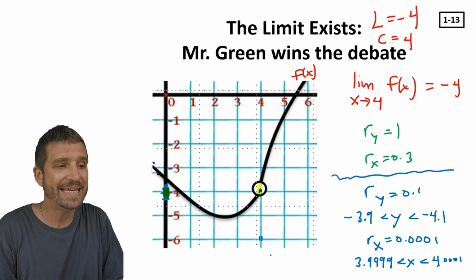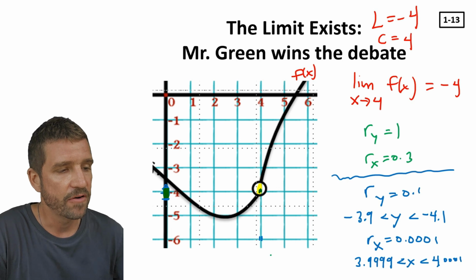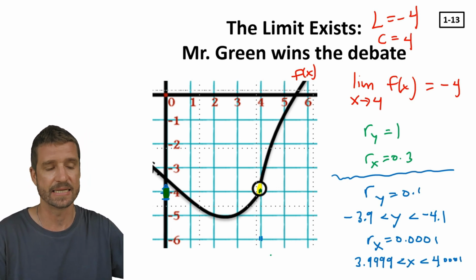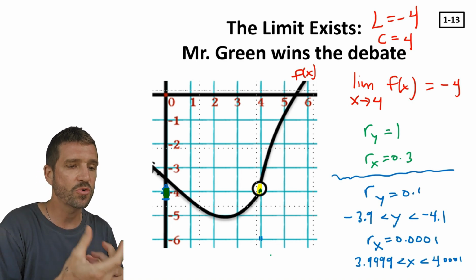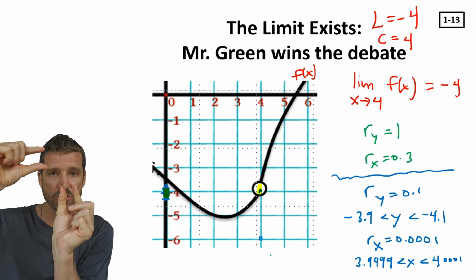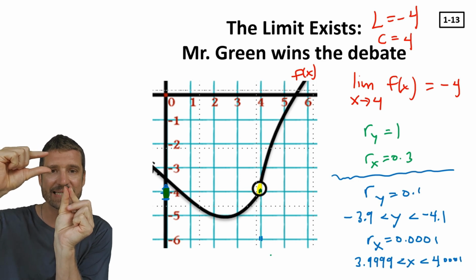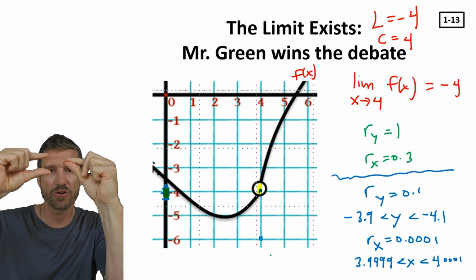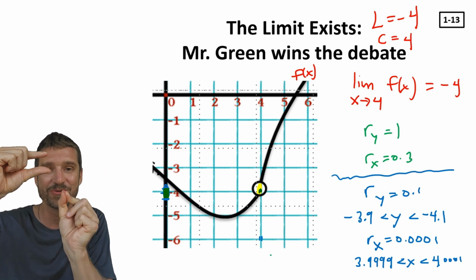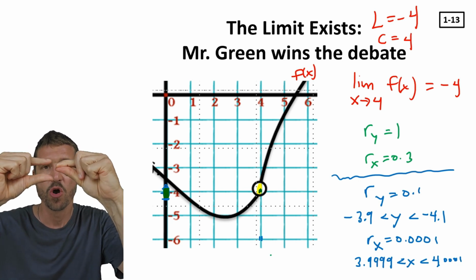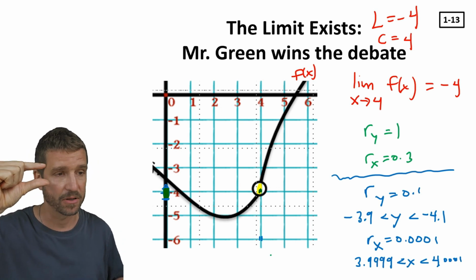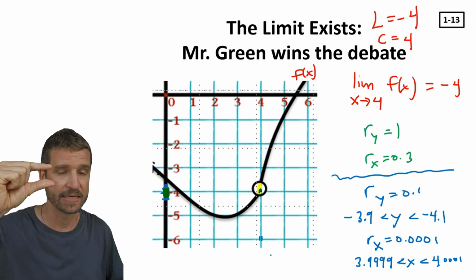And the main idea is this debate could continue forever. Eventually, Mr. Red's going to give up and say, okay, yeah, you're right, Mr. Green. The limit does exist. But the idea is Mr. Red will give a smaller and smaller y gap. Mr. Green gives a smaller and smaller x gap. But all of these y values that correspond to the x values will be between the gap that Mr. Red has given to Mr. Green, okay?